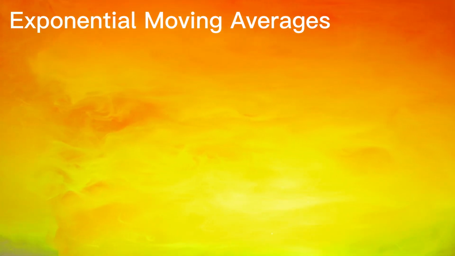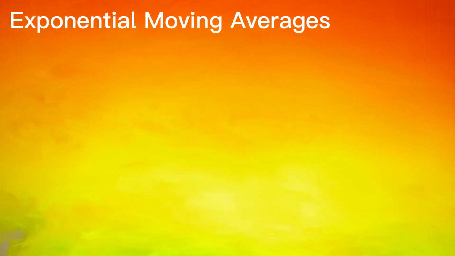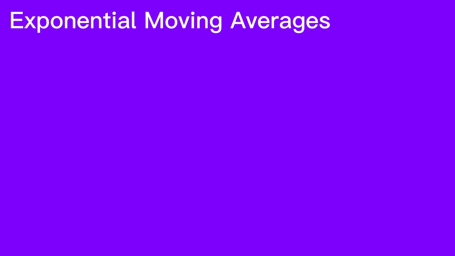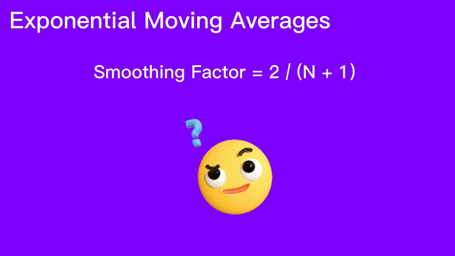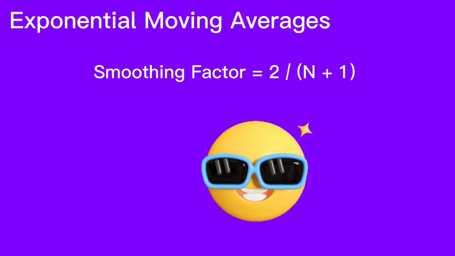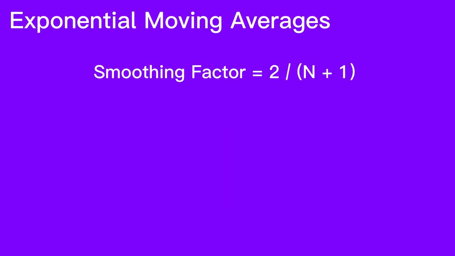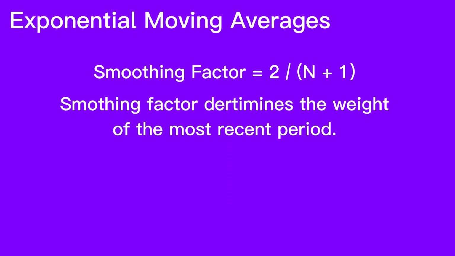Let's break it down. To calculate the smoothing factor, you can use the following formula. Smoothing factor equals 2 divided by n plus 1. The value of 2 as a smoothing choice in EMA calculations does not have a specific interpretation or represent a particular concept. It is a convention that has been widely adopted and found to produce satisfactory results in many practical applications. Here, n represents the number of periods you want to consider. The smoothing factor determines how much weight is given to the most recent period.